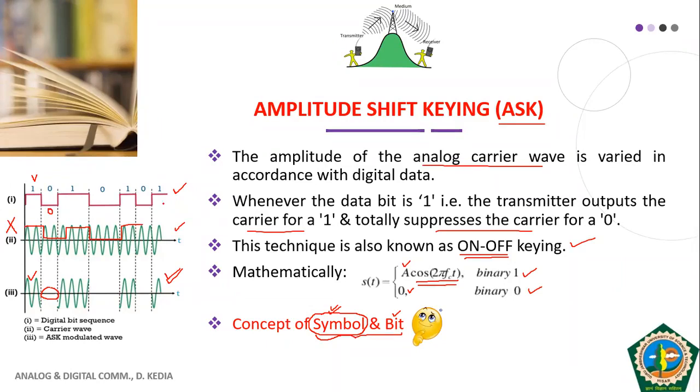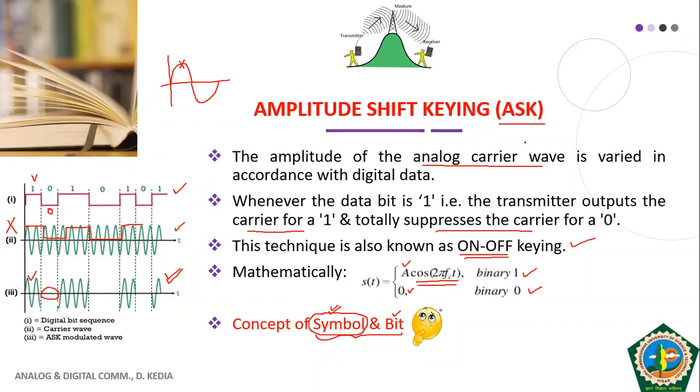Okay, what does it mean? In case of analog signals, we say that my sample values or my signal values are there, whereas in case of digital signals, we give it a term: symbol. Your symbol may have one bit or more than one bit.